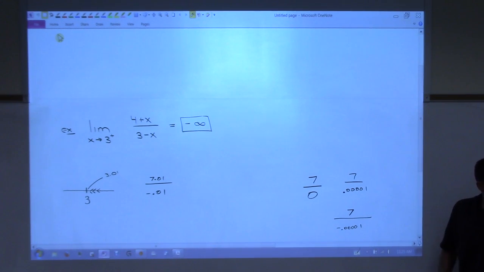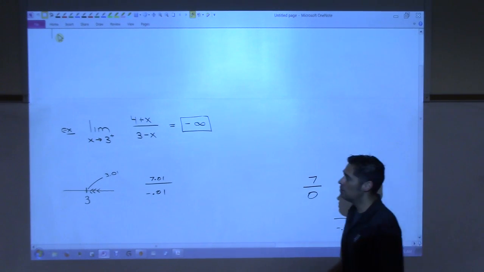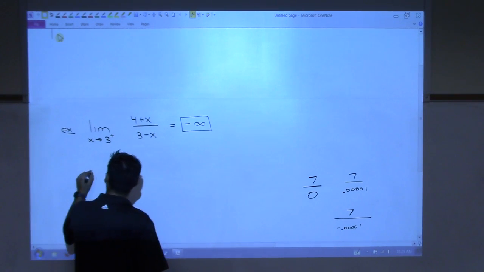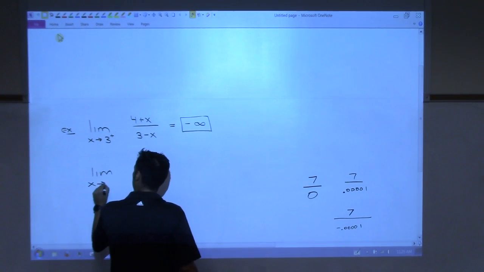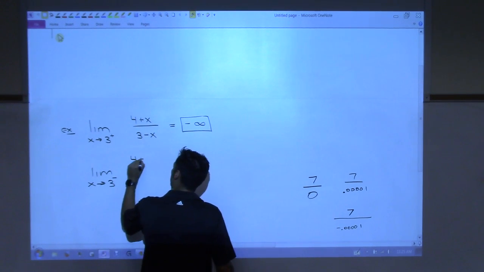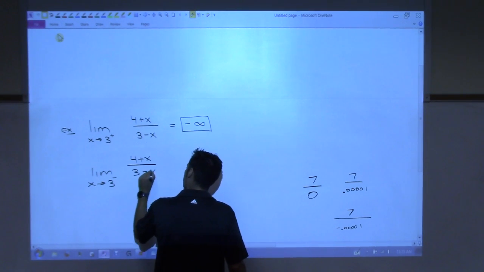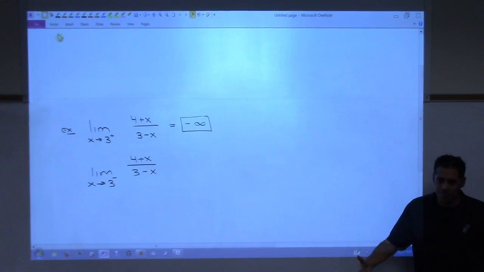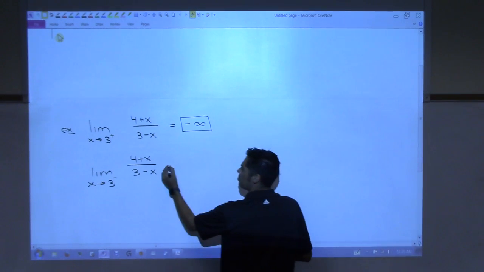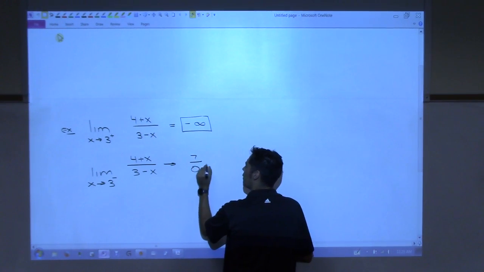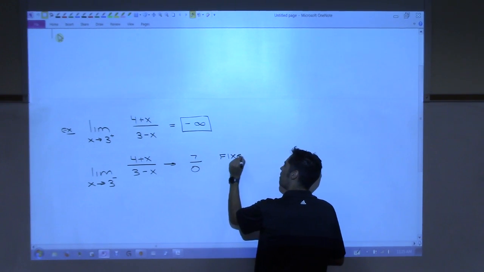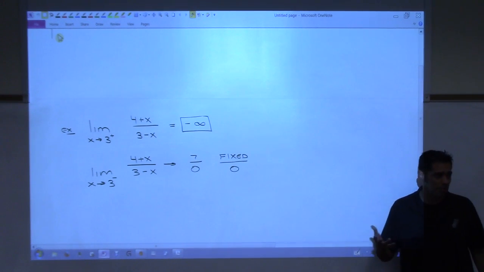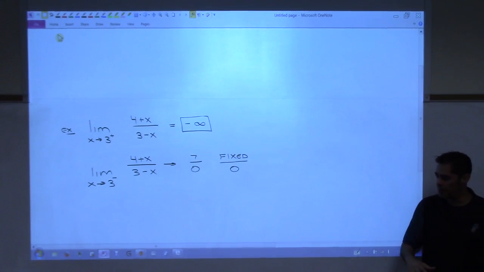That all right? All right, let's try it the other way. Let's do the same problem. This time let's approach 3 from the other side. Let's do the limit as x approaches 3 from the left this time of 4 plus x over 3 minus x. So you come in, you do the same thing, right? You check on top and bottom. You realize you're going to get 7 on top and 0 on the bottom, and that this is looking like fixed over 0, which means that it's going to be infinite, probably, right? Just a question of positive or negative.